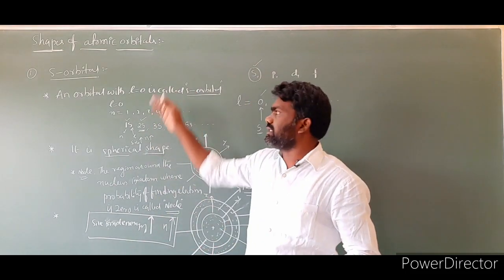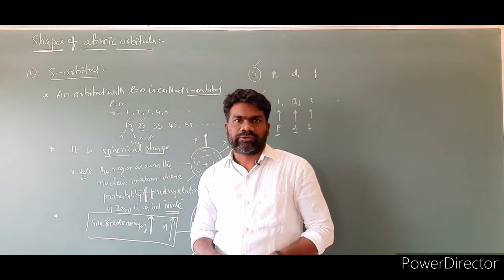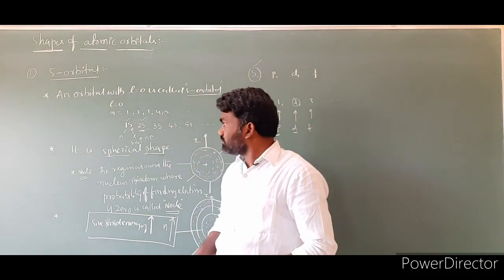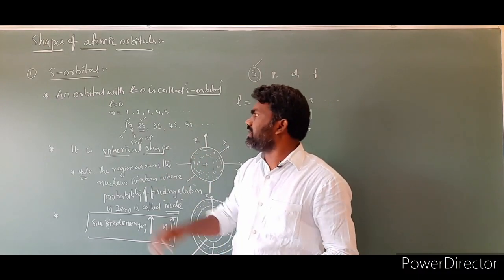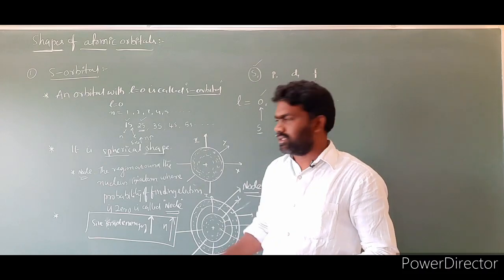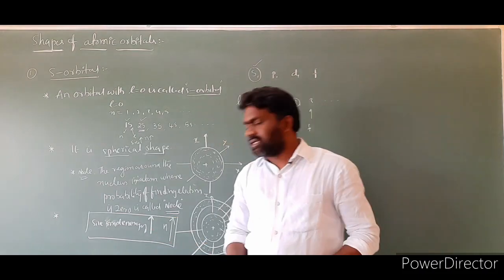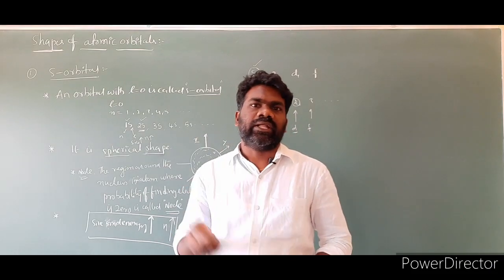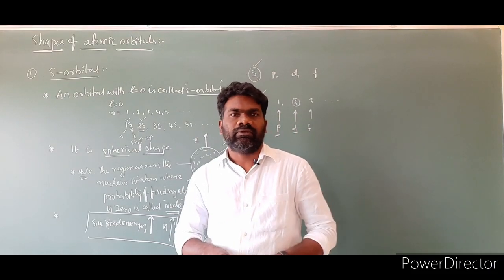An s orbital is defined as an orbital with l equal to 0. The next point is that it is spherical in shape. There are different types of s orbitals: 1s, 2s, 3s, 4s and so on. The next point is that for an s orbital, size and energy increase with increasing n value, that is, the principal quantum number.